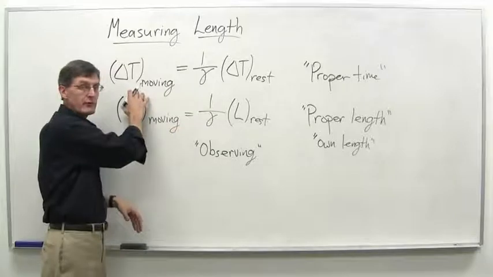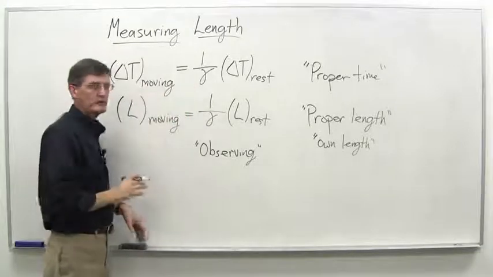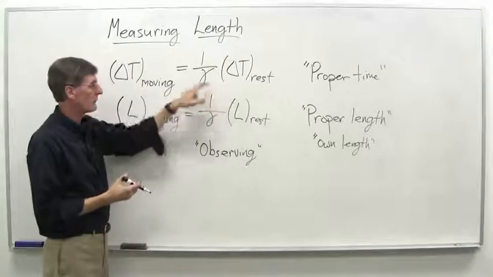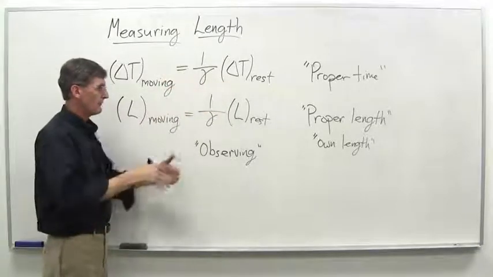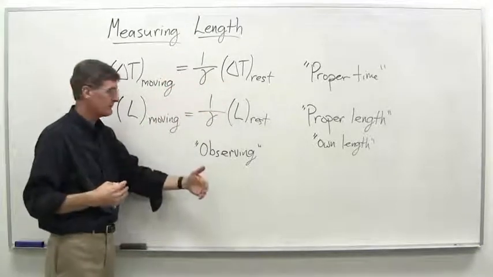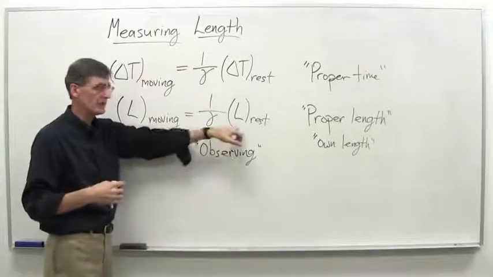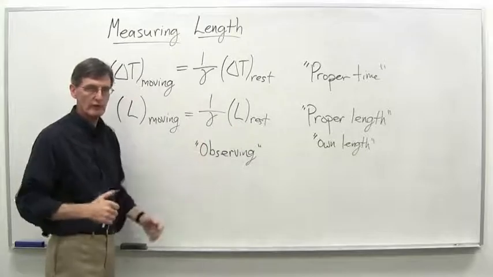Again, elapsed time on a moving clock will be less than the elapsed time on an identical clock at rest by this 1 over gamma factor. And the measurement of a length will be less if you measure it while it's moving by the 1 over gamma factor versus if you measure it when you're at rest.